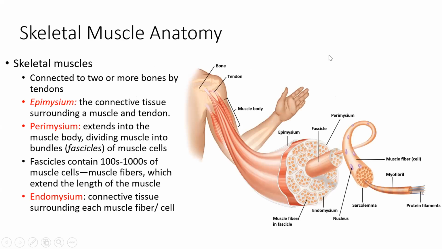So we're speaking here about skeletal muscle. Understand, usually when we talk about muscle, we usually think about skeletal muscle. There are other types of muscle, but skeletal muscle is what we're going to start off and focus on first. It's usually connected to 2 or more bones by tendons. So the tendons are the non-contractile part of the muscle. They basically insert onto bones.